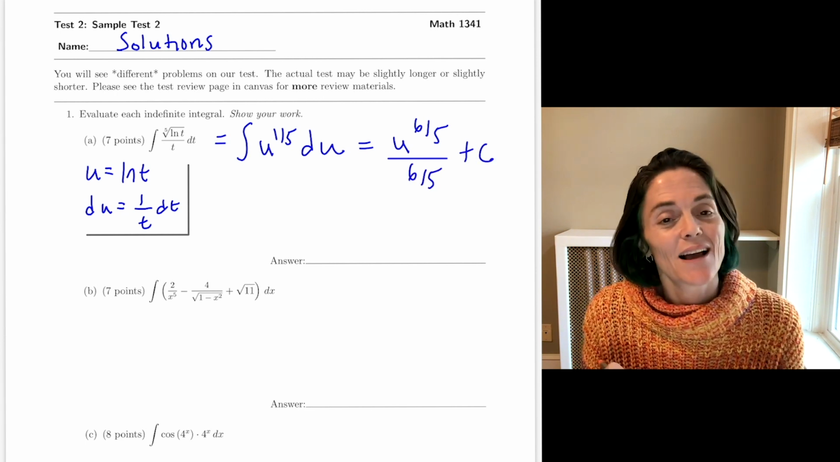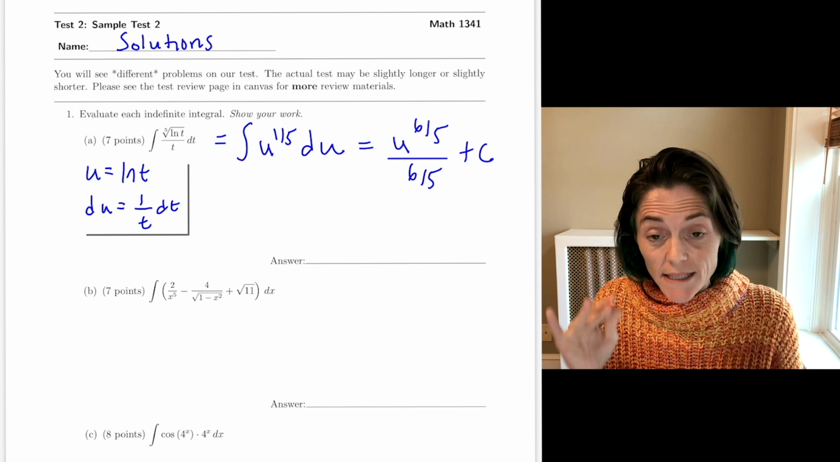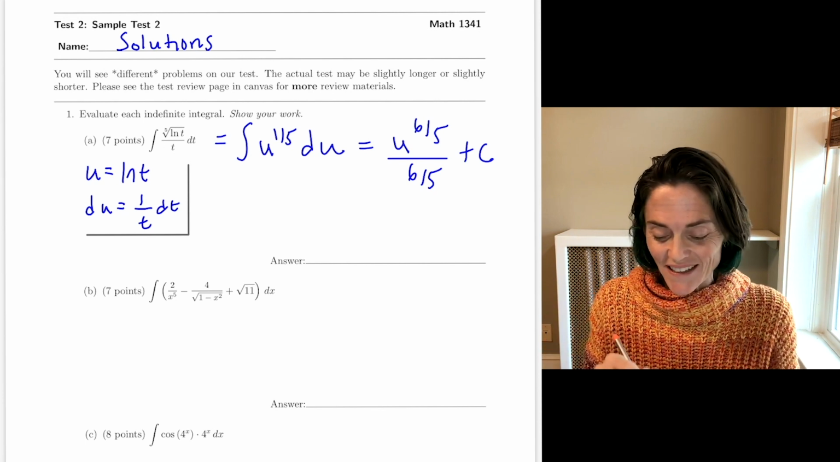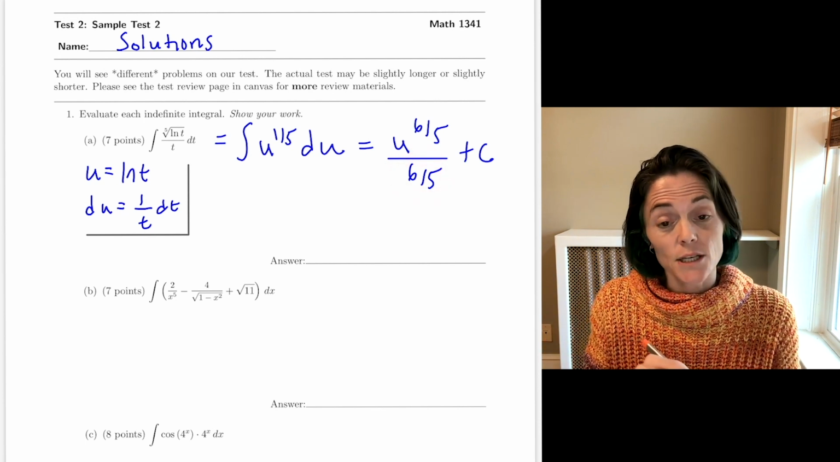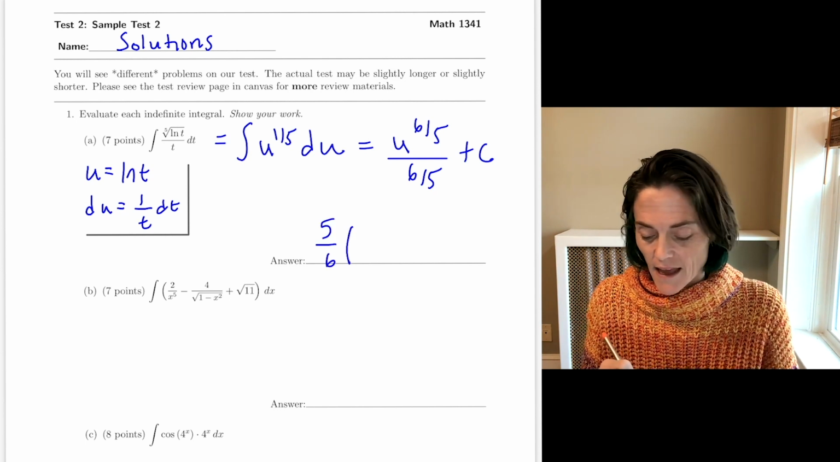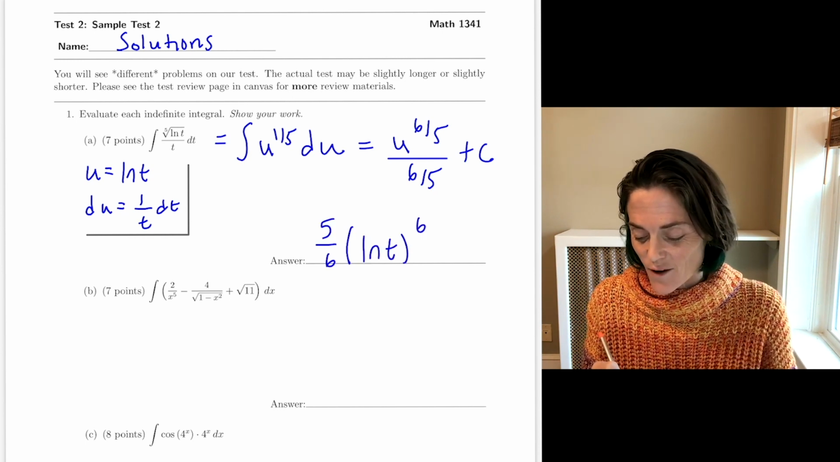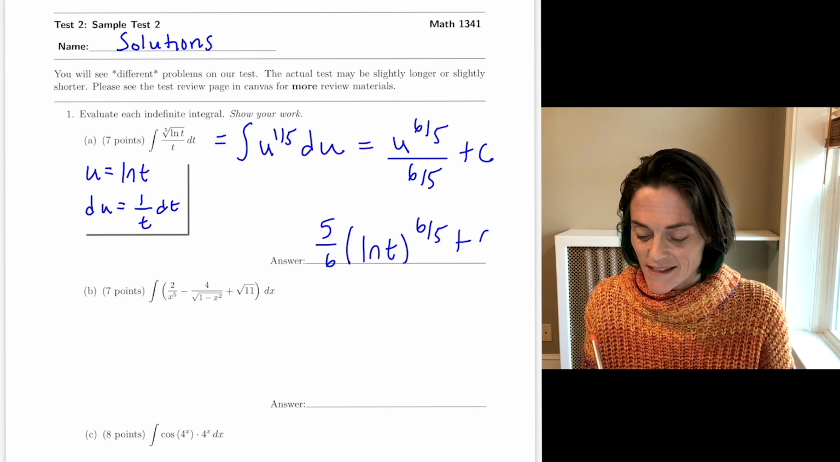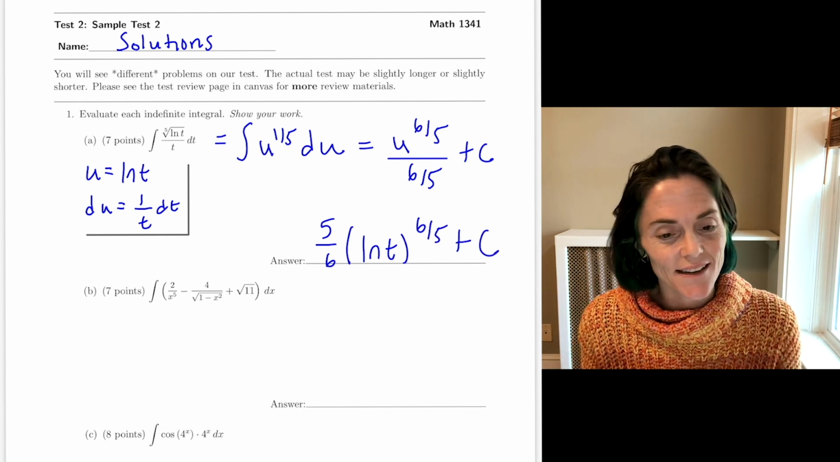plus c. Final step, we go back to t, but also we don't want to leave this fraction in the denominator. So I have 5 over 6 ln t to the 6 over 5 power plus c. This is my final answer here.